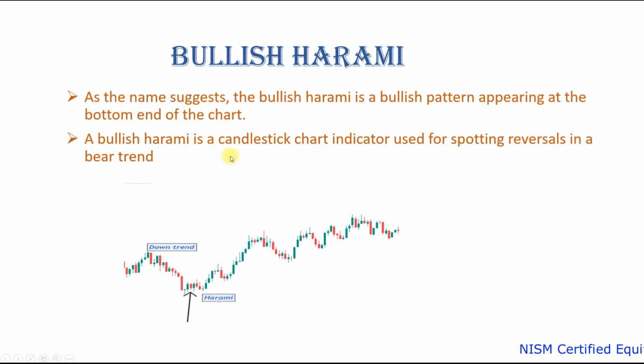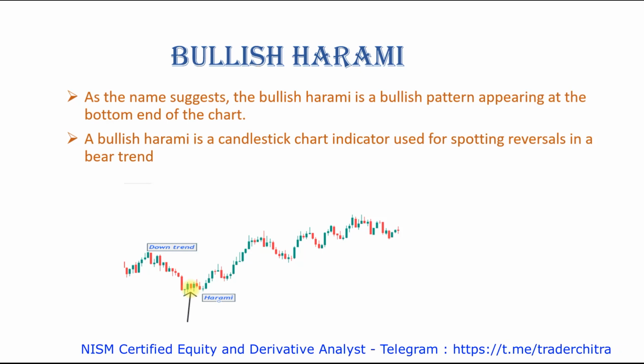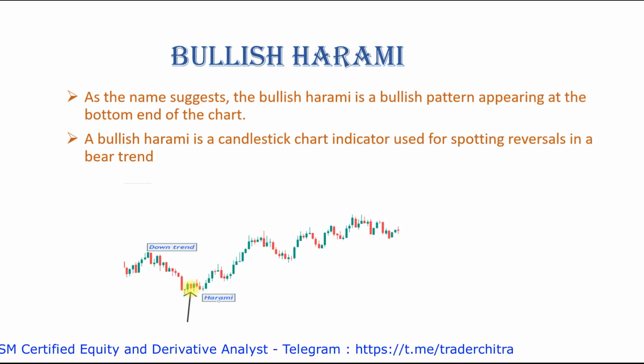A bullish Harami is a candlestick chart indicator used for spotting reversal in the bear trend. So here it is a bear trend, and what this bullish Harami says is that the bear trend is going to be over and bulls have taken control. So a new generation is going to form. That is, we can take a long above the green candle. I will show you how to enter into the trade in TradingView.